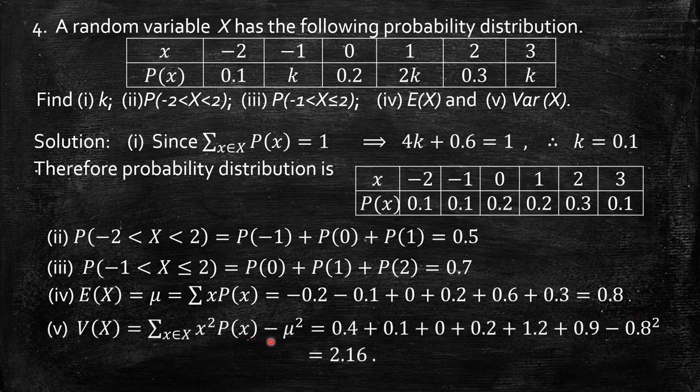And variance, now we have summation x square p of x minus mu square. So summation x square p of x, I have the data written over here, that is squaring and multiplying with the probability function, summing all the values. So I have 4 into 0.1, 0.4, plus minus 1 the whole square, that is 1 into 0.1, 0.1, likewise, minus mu the whole square. Mu is 0.8, already taken, so solving that gives 2.16.